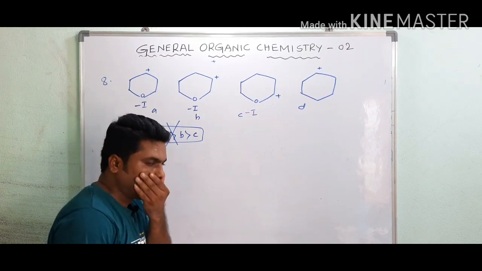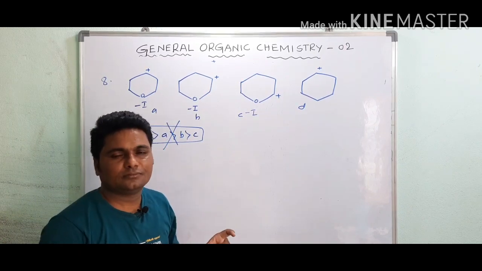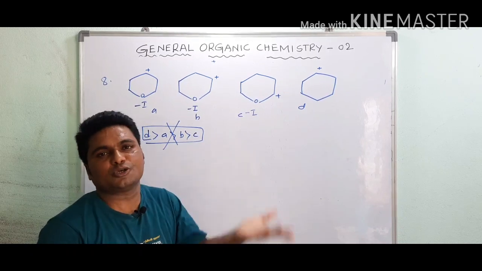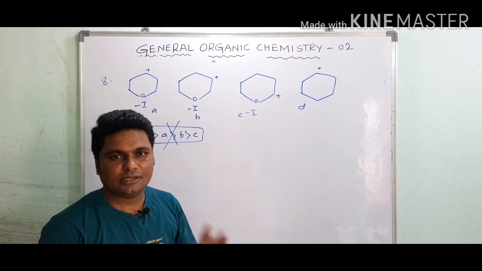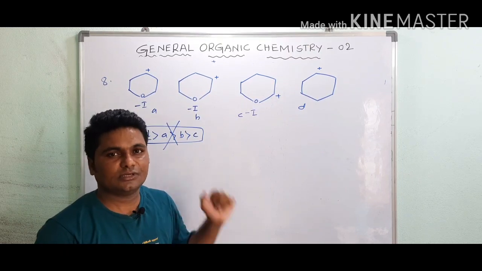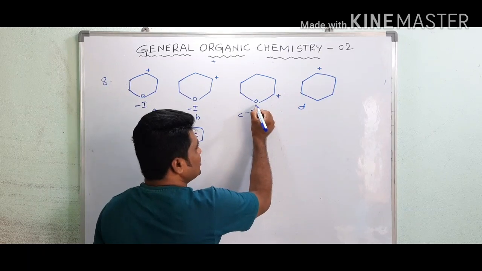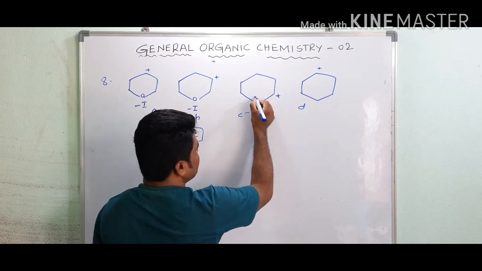See, when a lone pair is present adjacent to a carbocation, there is a possibility for resonance. I have not yet explained resonance, but still I am explaining it here. See, this is a carbocation just adjacent to this oxygen. Oxygen has a lone pair. So there is a possibility.